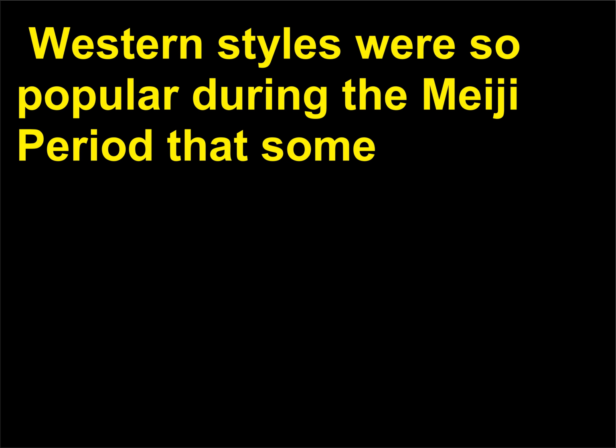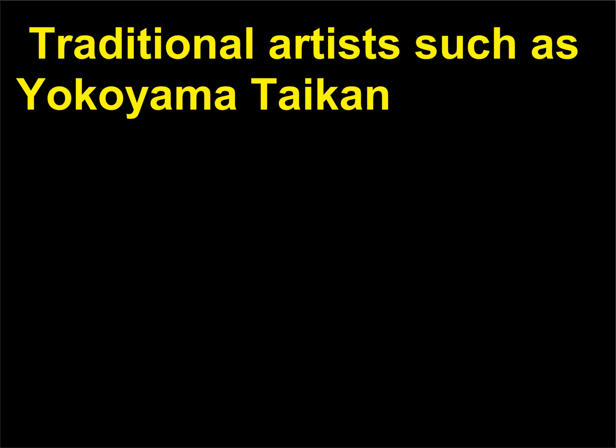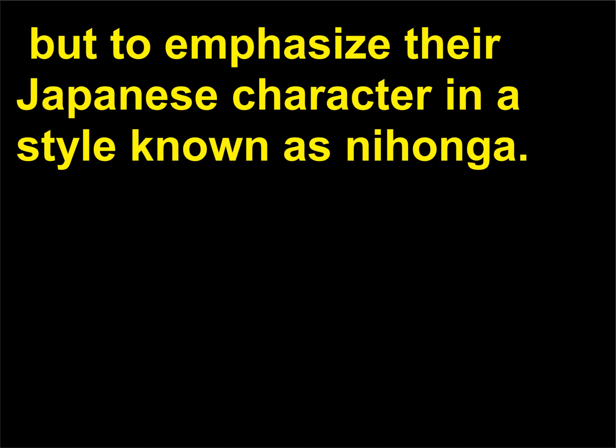Western styles were so popular during the Meiji period that some artists were concerned that Japan would lose its own distinctive style. Traditional artists such as Yokoyama Taikan, 1868 to 1958, wanted to breathe life into Japanese styles of painting by infusing them with some Western techniques, but to emphasize their Japanese character in a style known as Nihonga.